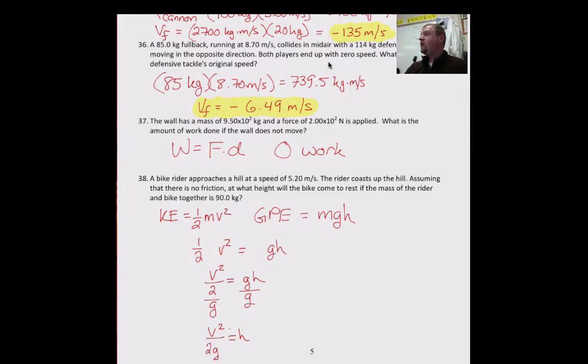Now you just plug in velocity and gravity, and you can find how high the person will go up the hill vertically. So we say h is equal to 5.2 meters per second, squared, because we're squaring that velocity, over 2 times gravity, 9.8 meters per second squared. And when you calculate all of that out, you get 1.38 meters.